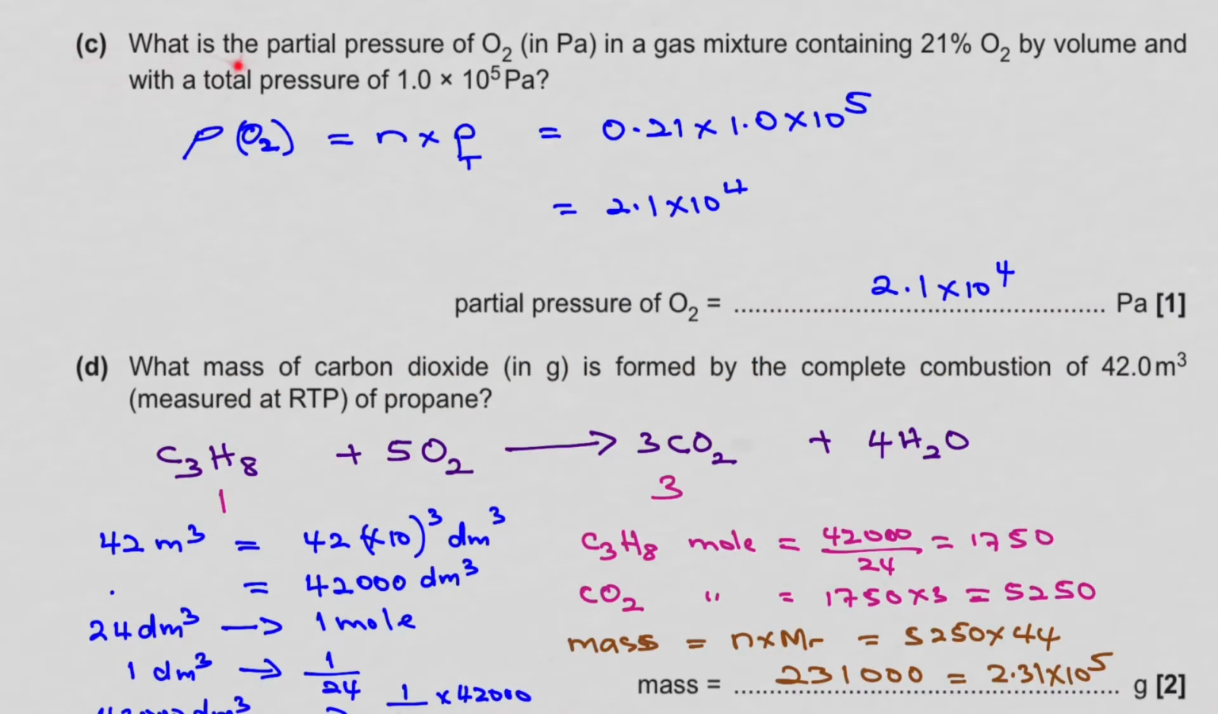Question C. What is the partial pressure of O2 in pascals in a gas mixture containing 21% oxygen by volume and with a total pressure of 1 times 10 to the power 5 pascals? The partial pressure of oxygen in this case is the mole fraction times the total pressure. The mole fraction by volume is 21%, so that would be 0.21, that's 21 divided by 100, times the total pressure. And that gives you 2.1 times 10 to the power 4. So the answer is 2.1 times 10 to the power 4 pascals.